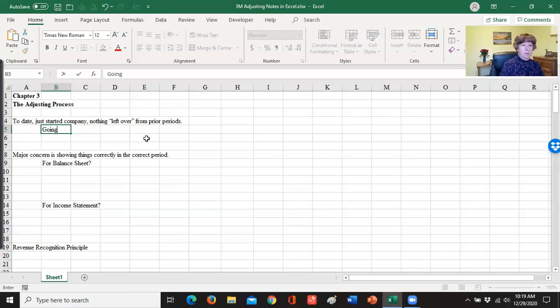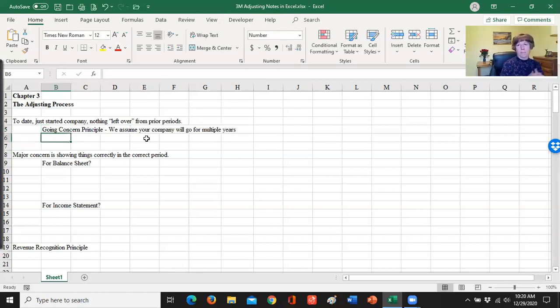So we've got something called the going concern principle. And that means that in accounting, we assume your company will go for multiple years. And the reason that's important is if you think you're going to go out of business next year, then all your loans come due, even if you have a 5-year loan. Let's say you're going to have to pay off as much as you can on that car next year. So we don't have any long-term assets. We don't have a going concern principle. We don't have any long-term liabilities. Everything would come due at the end of the next year, or maybe even this year. So that's our going concern principle.